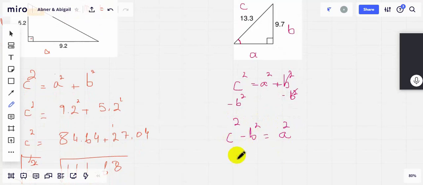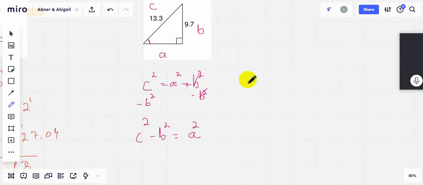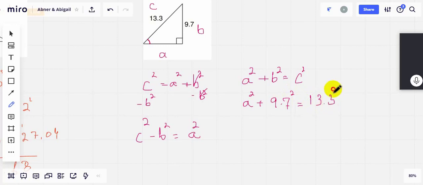Now we can just plug in the values and find the value for a. Or you can write down the Pythagoras theorem, a squared plus b squared equals c squared, and plug in the values directly. So a squared is to be found, and b is 9.7 squared. Okay, Miguel, get ready to calculate the values. c is 13.3 squared. What is 9.7 squared? 94.09.